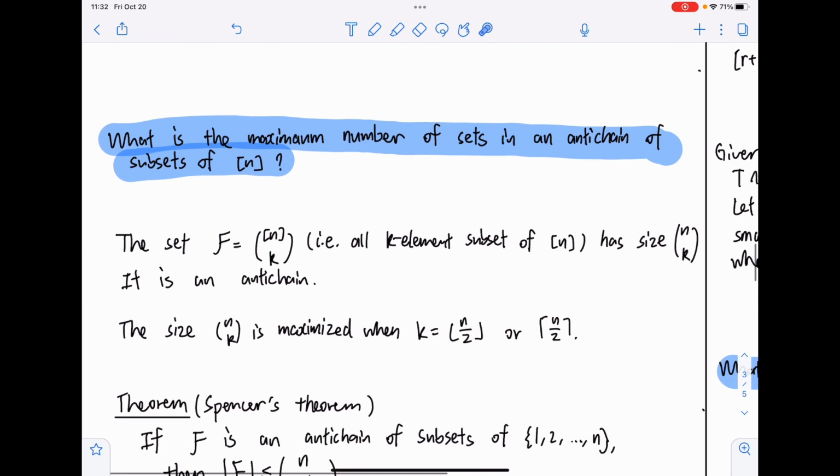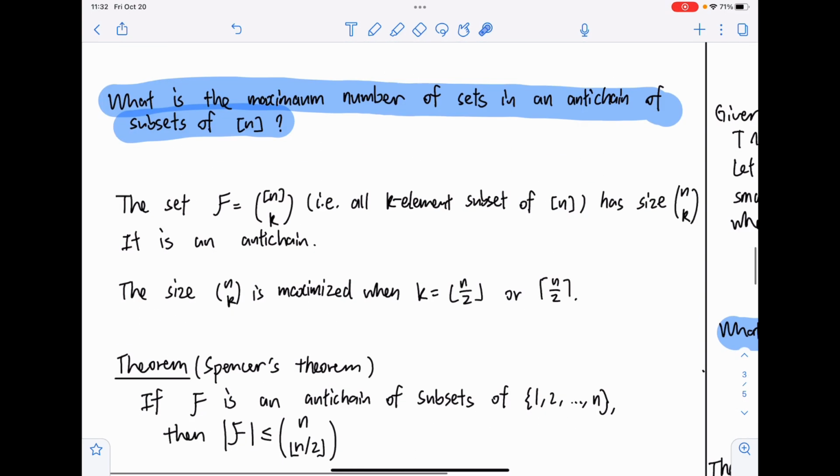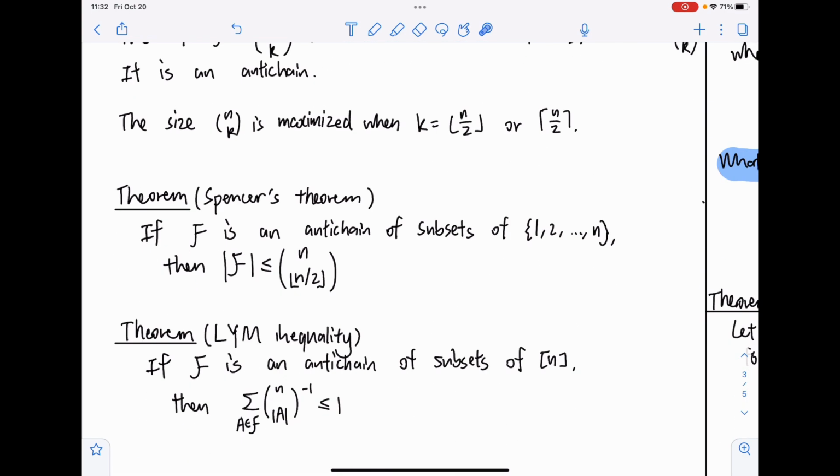You can see that for the set F equals all the subsets of 1 to n of size k has size n choose k, and this is an anti-chain. And the size n choose k is maximized when k is taking the floor, either the upper floor or lower floor, of n over 2. And what does Sperner's theorem tell us? It says that if F is an anti-chain of subsets of 1 to n, then the size of F will be less than or equal to n choose the lower floor of n over 2.